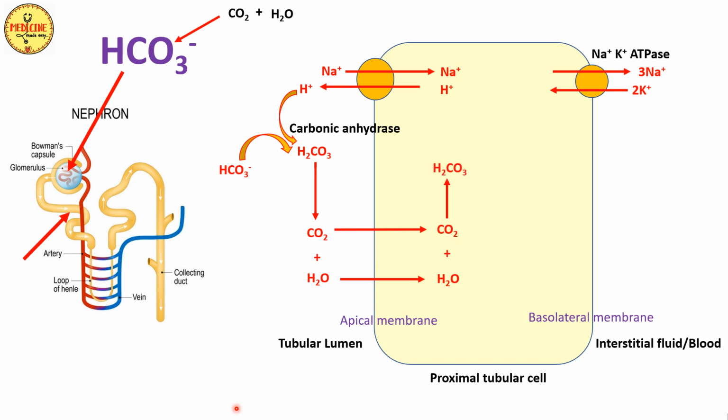They both react again inside the cell to form H2CO3, catalyzed by carbonic anhydrase. This H2CO3, as I mentioned before, is unstable, so it breaks down into hydrogen and bicarbonate ions. This hydrogen ion is then secreted in exchange for sodium ions, and it will undergo this same mechanism again and get reabsorbed in the form of water. So I hope it's clear that the hydrogen ion secreted in exchange for sodium ions at this point gets reabsorbed as water at this point. So there's no net loss of hydrogen ions at the proximal tubular cellular level.